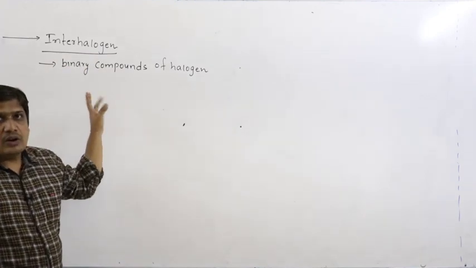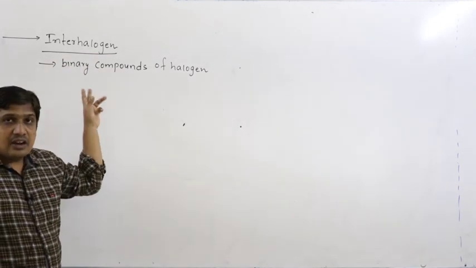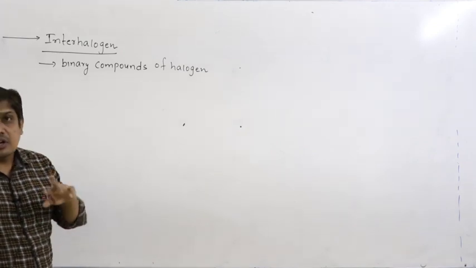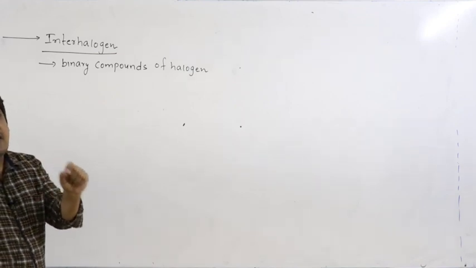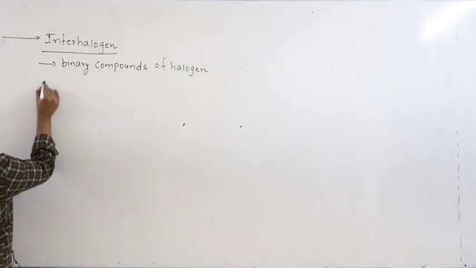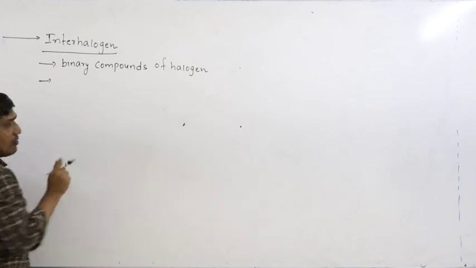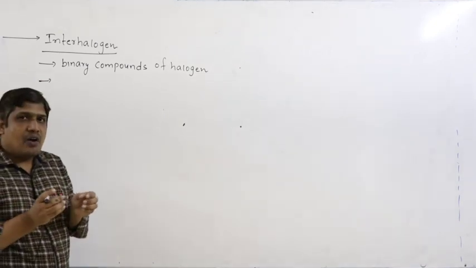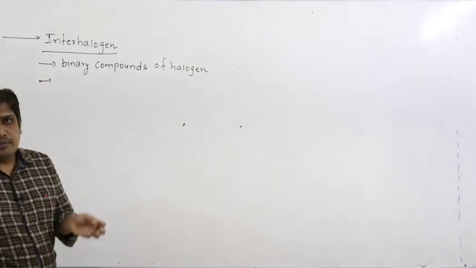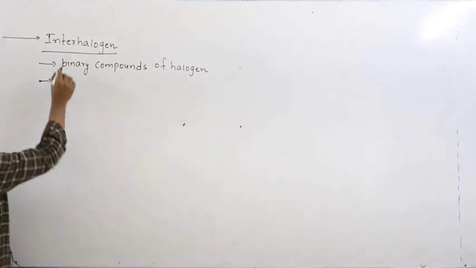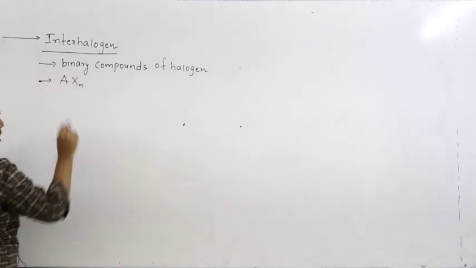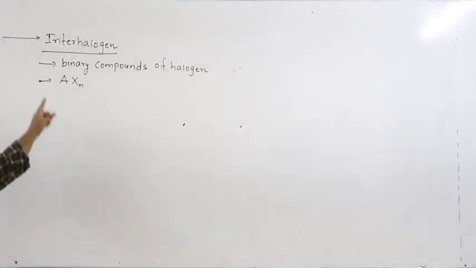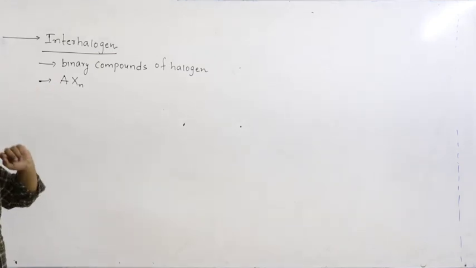So interhalogen only has two different halogens, not more than two halogens. So it's a binary compound of halogen formed by combination of two different halogens. By combining two different halogens, we call them interhalogen. They can be represented with the general formula AXn. This is the general formula. A represents one halogen, X represents another halogen.